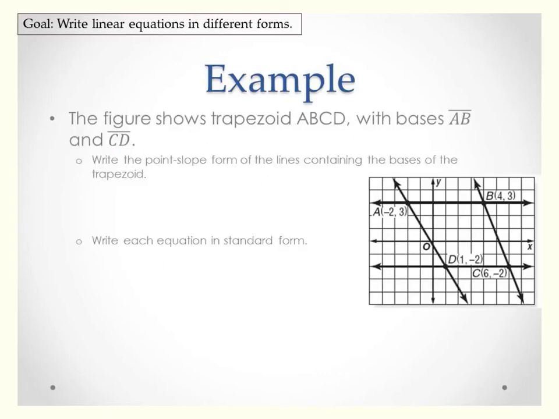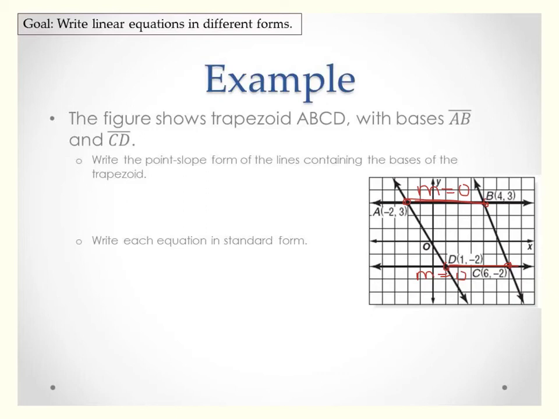Alright, so this is a figure of a trapezoid, A, B, C, D. So here's A, B, C, D. And it has bases AB and CD. And it says to write the point slope form of the lines containing the bases. Okay, well the first thing you might want to know is what's the slope of those lines? The slope of those lines is both 0, right? They're just horizontal lines. M equals 0, M equals 0.